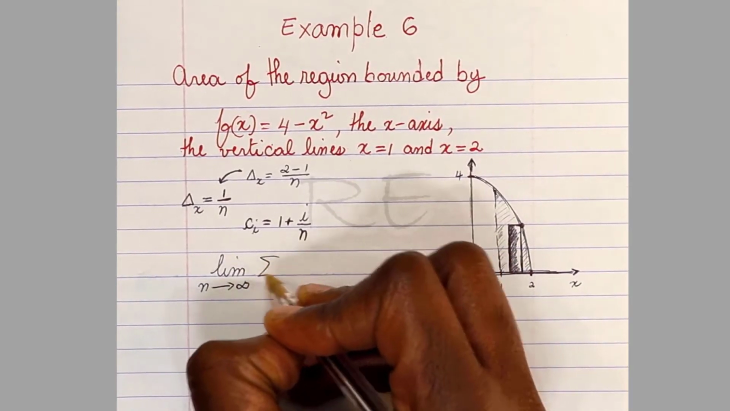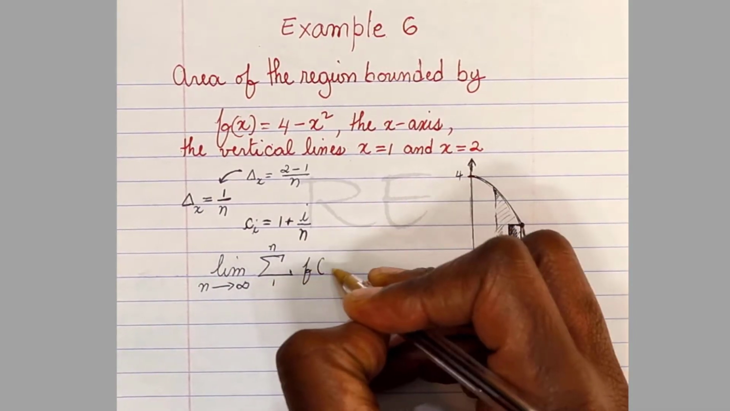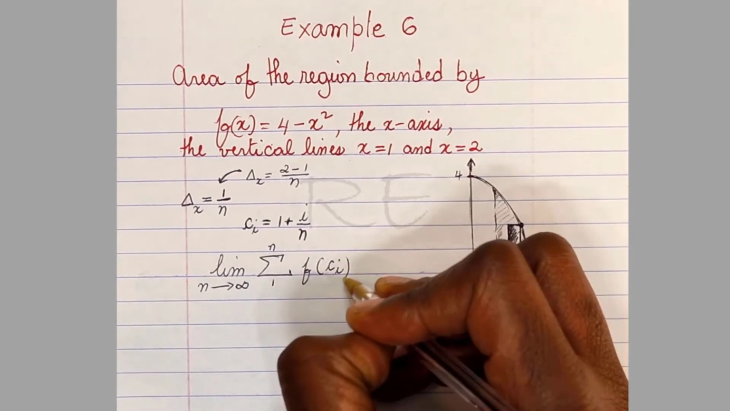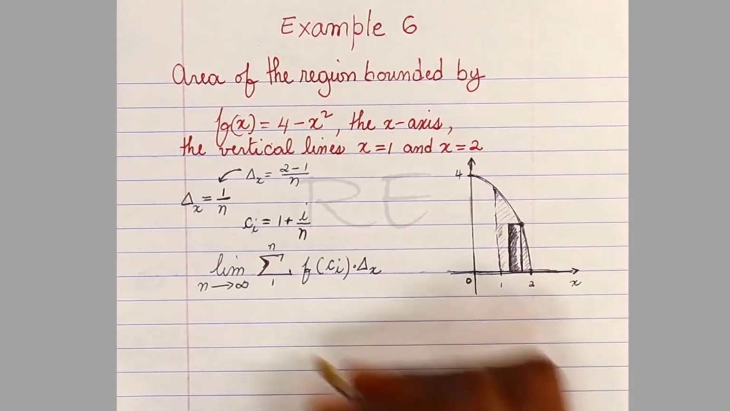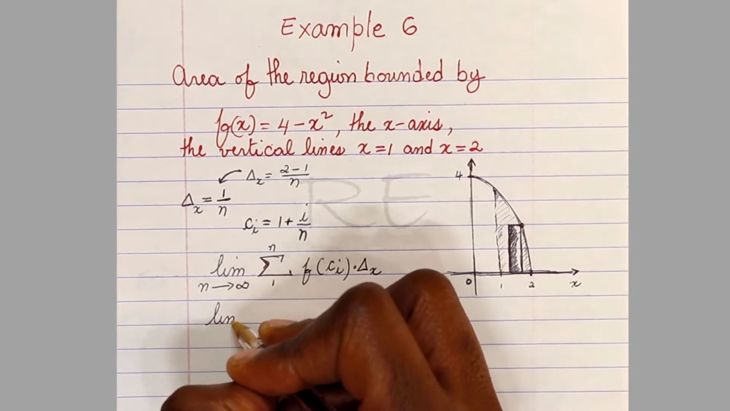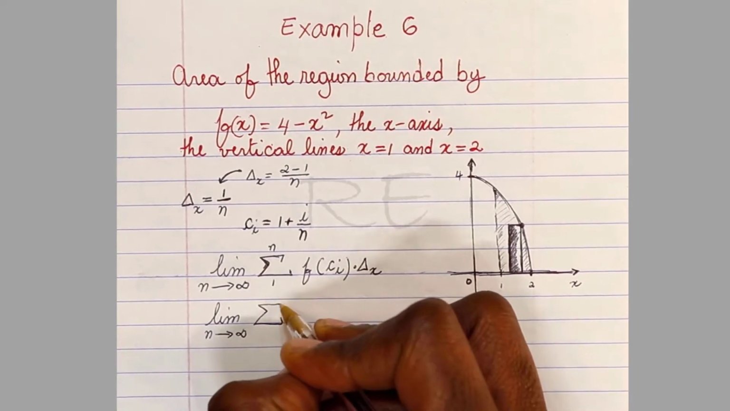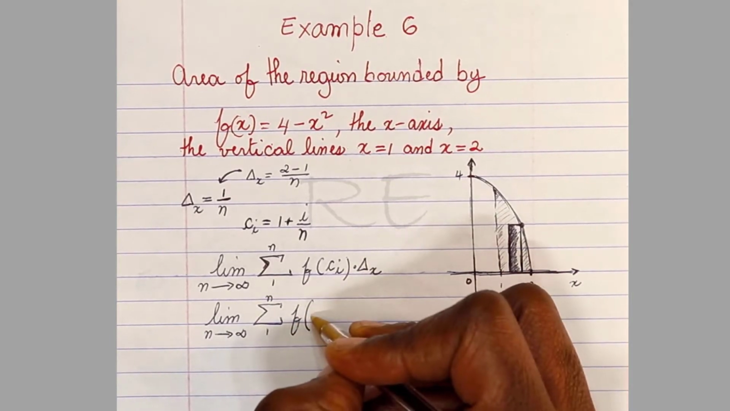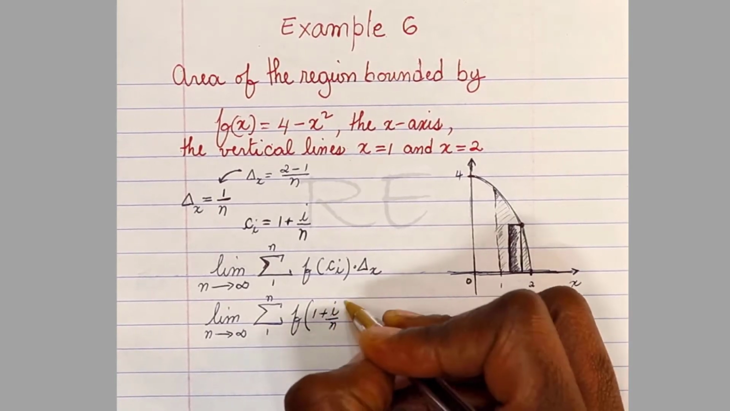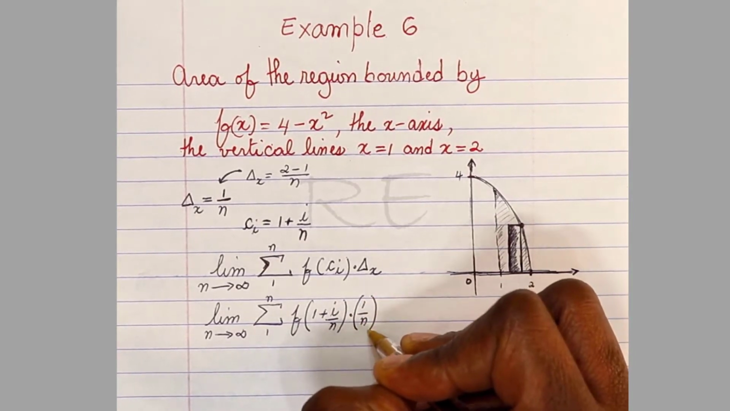Now, the area will be the limit as n goes to infinity of the sum from i equal to 1 to i equal to n of f of c sub i multiplied by the equal width, which is delta x. Now, f of c sub i is just f of 1 plus i over n, times delta x, and delta x is 1 over n.